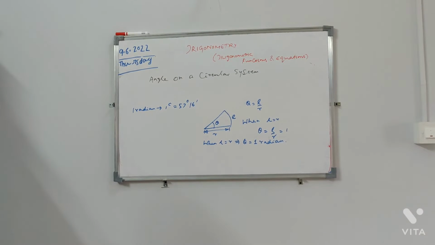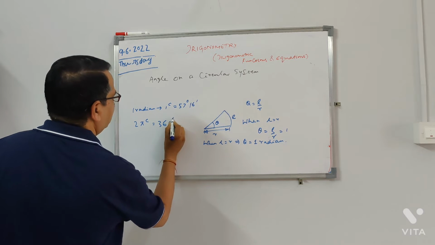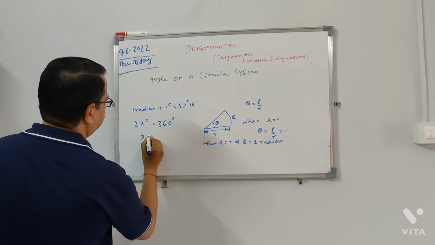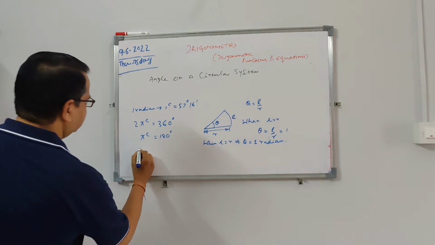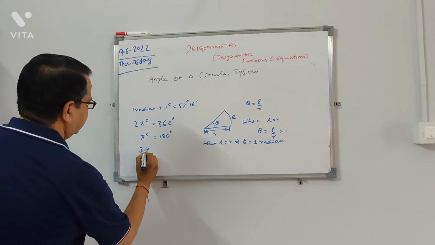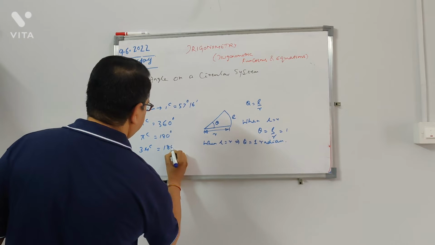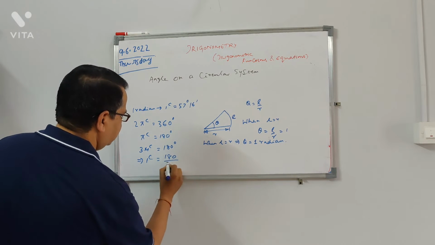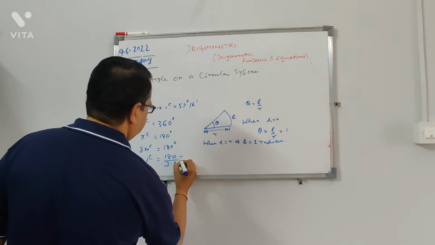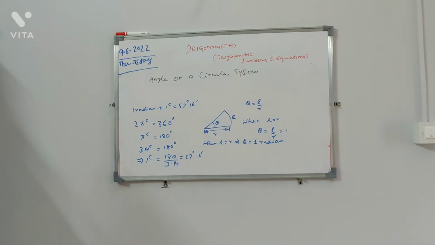Usually we know 2 pi radian is nothing but 360 degree, or otherwise pi radian is equal to 180 degree. Pi is nothing but 3.14. So 3.14 radian is equal to 180 degree. That implies 1 radian is equal to 180 divided by 3.14, which is nothing but 57 degree 16 minutes. So that's how the conversion goes.